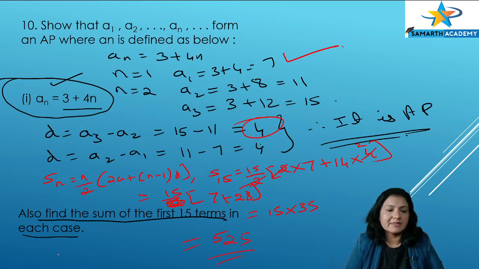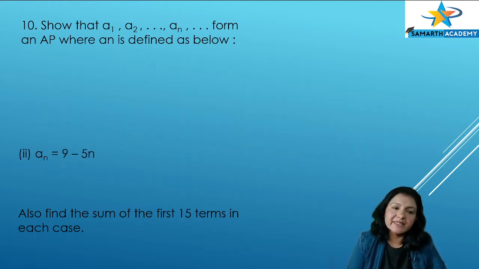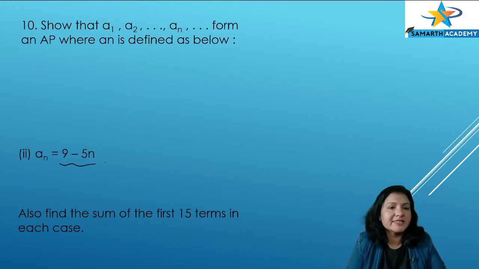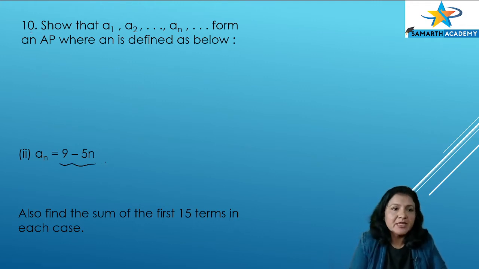This is the answer: equal to 9 minus 5n. Again, this is linear in terms of n. It is an AP, but since he is asking, we have to show him by the steps. So what we will do, we will put n is equal to 1. We'll get A1 equal to 9 minus 5, that is 4.